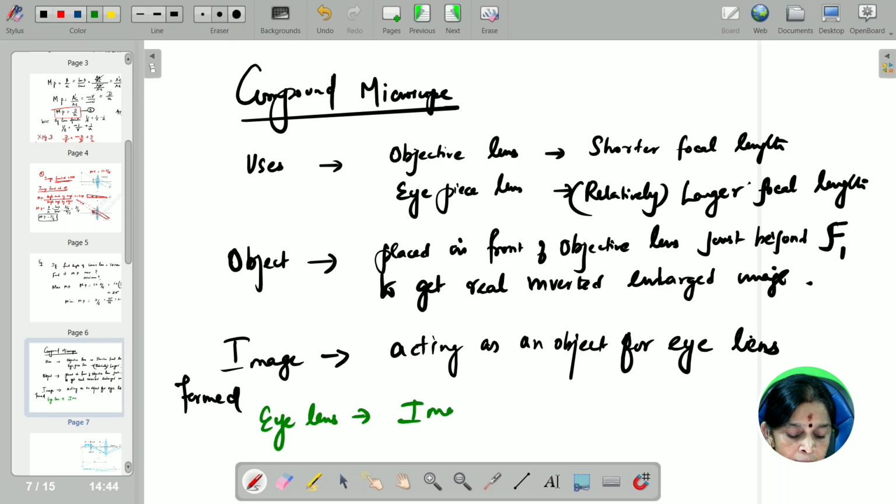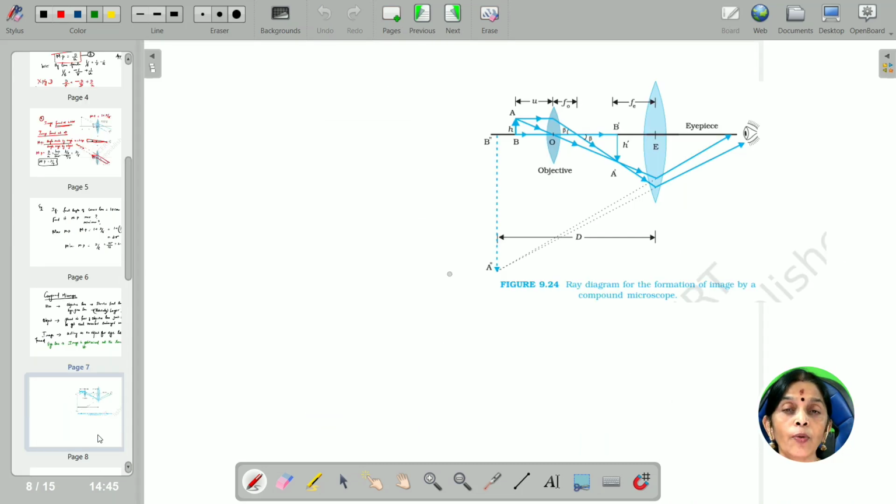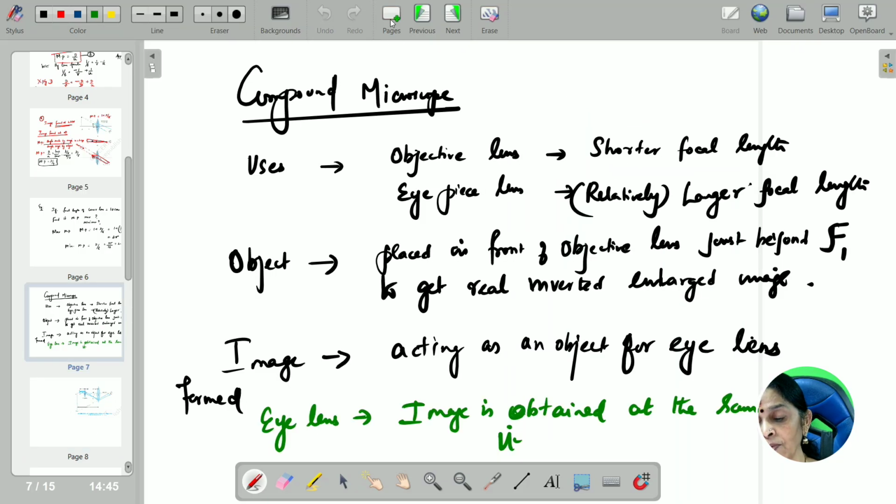For the eye lens, the image is obtained on the same side of it. So, the final image obtained due to the eye lens is virtual and erect with respect to the eye lens. So, let us draw the diagram. How to draw the diagram? This is how you need to draw it, but I am going to teach you how to draw the diagram and then we will go there.